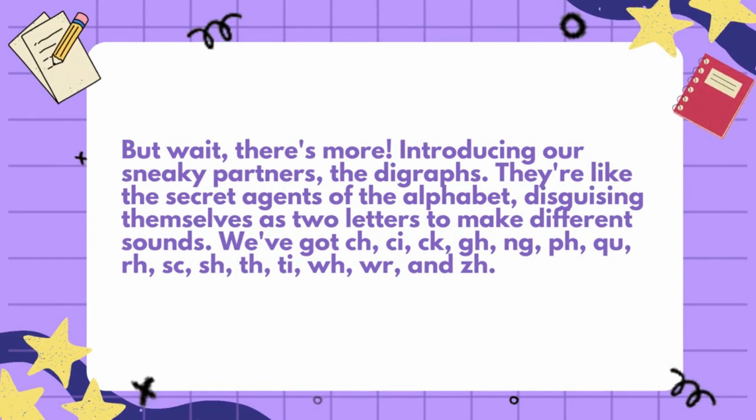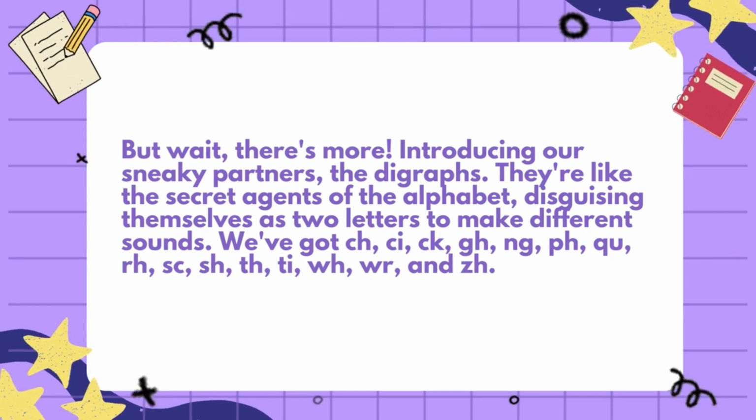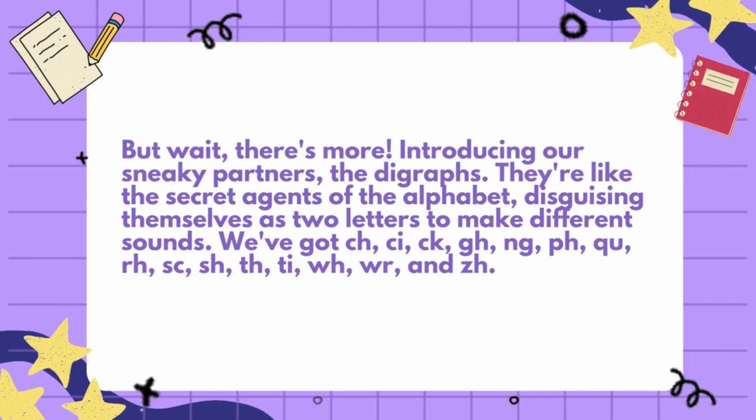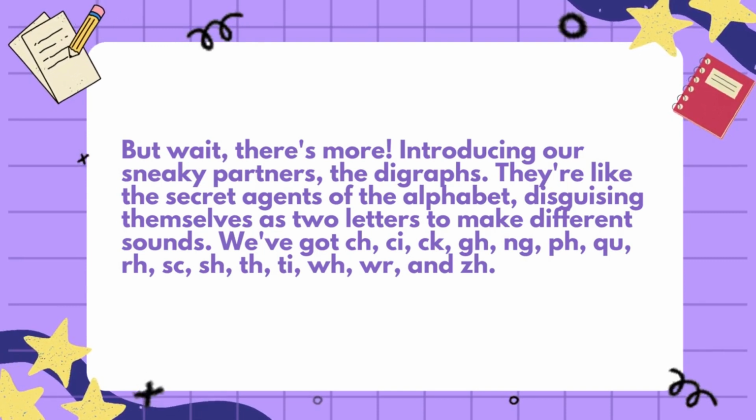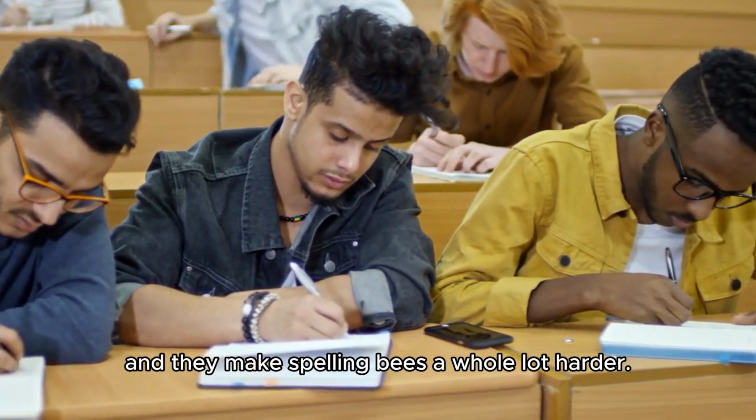But wait, there's more. Introducing our sneaky partners, the digraphs. They're like the secret agents of the alphabet, disguising themselves as 2 letters to make different sounds. We've got CH, C, CK, GH, ING, PH, Q, RH, SC, SH, TH, T, WH, WR, and ZH. They make our lives more interesting, and they make spelling bees a whole lot harder.